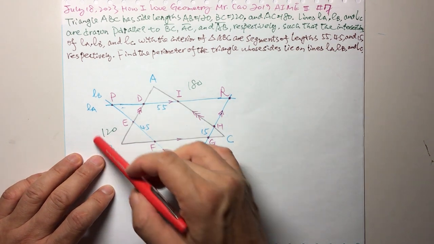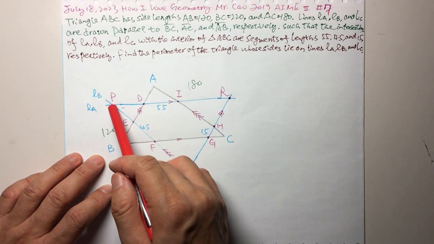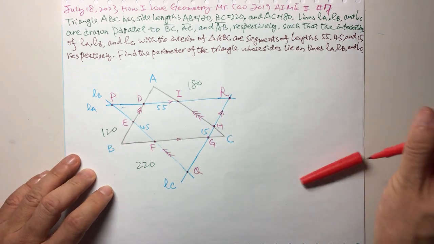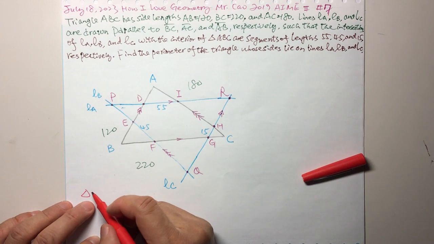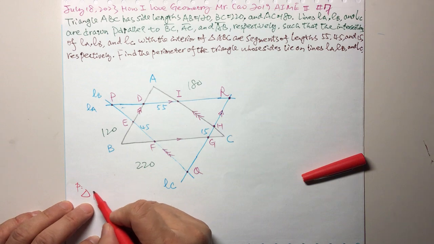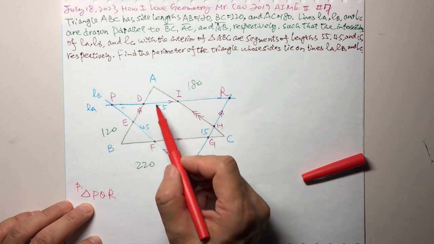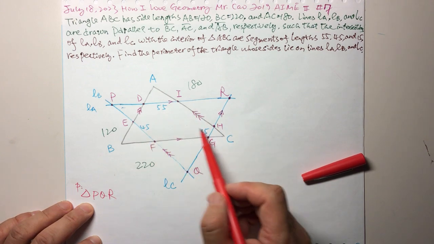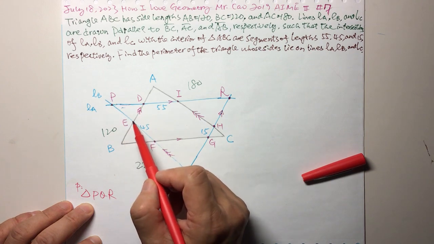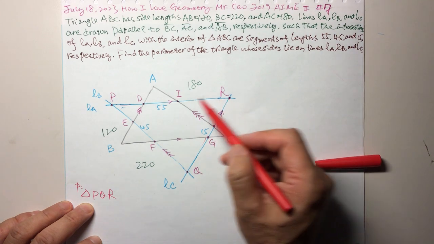So I have drawn the scratch diagram. The problem asks us to find the perimeter of triangle PQR. We know the segments here are 55, 45, and 15. We just need to get the lengths of PD, PE, and the other sides.